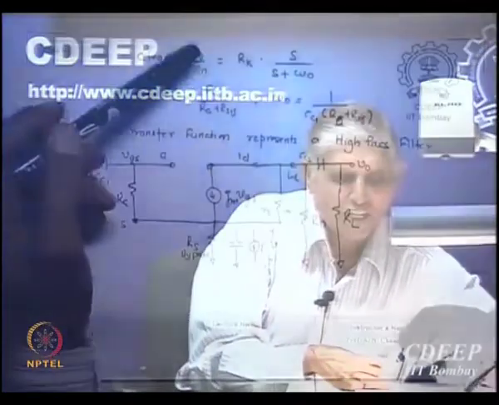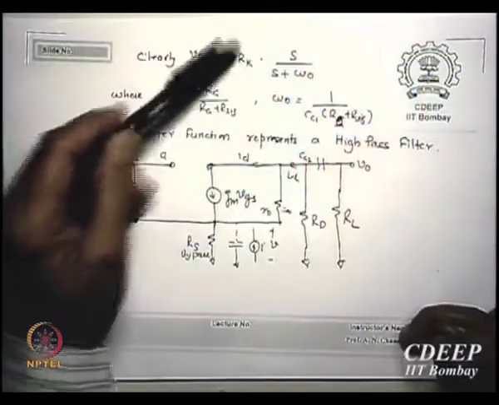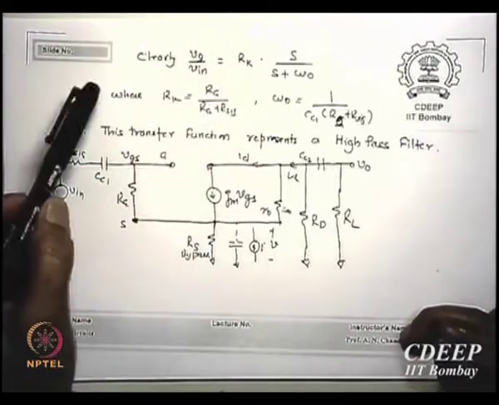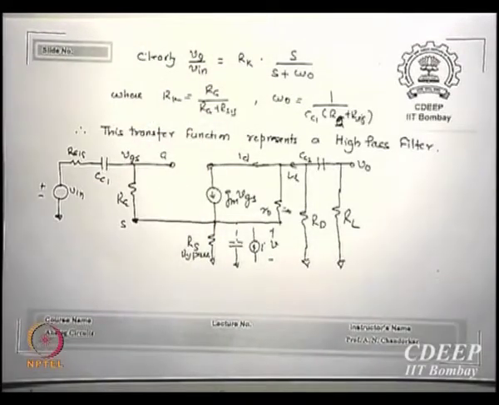Clearly Vo by Vn is a transfer function which is some constant into s upon s plus omega 0, which is the transfer function for a high pass filter, okay. So the theory says that as soon as you see this essentially, how should it look in the Bode plot? How do you expect the Bode plot to start?